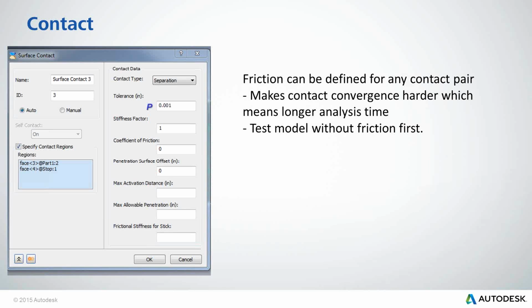So we do recommend that you test the model without friction first, and then when that runs fine, you can turn on the friction and run it with friction, just basically to make sure that the model runs fine, and you're not going to be spending too much time with friction where something else in the model needs to be taken care of.